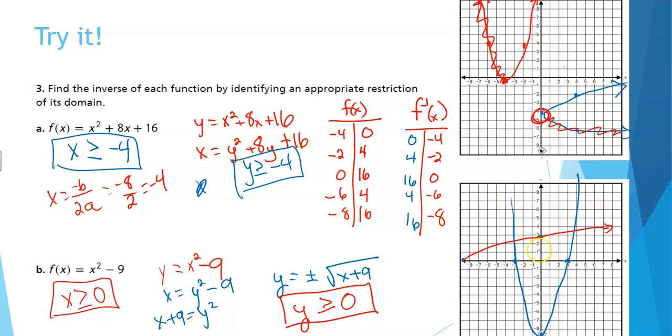So on this one, I would have to restrict the x being greater, so I'd have to get rid of this part in order to have an actual function for this one. So that takes a look at your domain here, becomes your range restriction here. And notice when you take the square root, technically you're doing plus or minus, but to restrict it, you would just do y equals square root of x plus 9. That would be your restriction on that one.